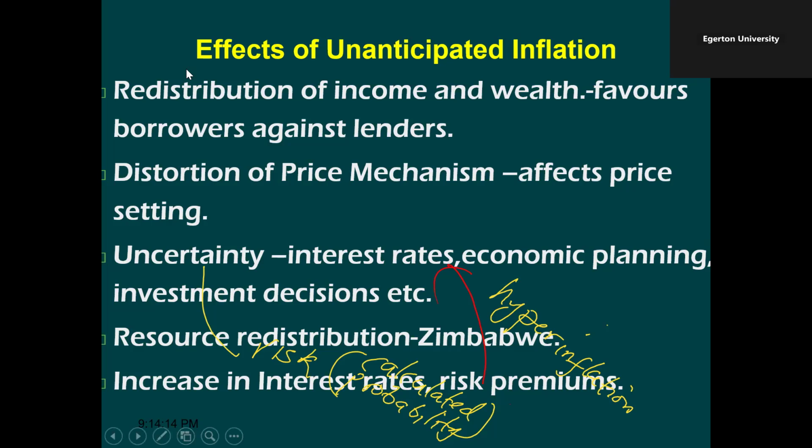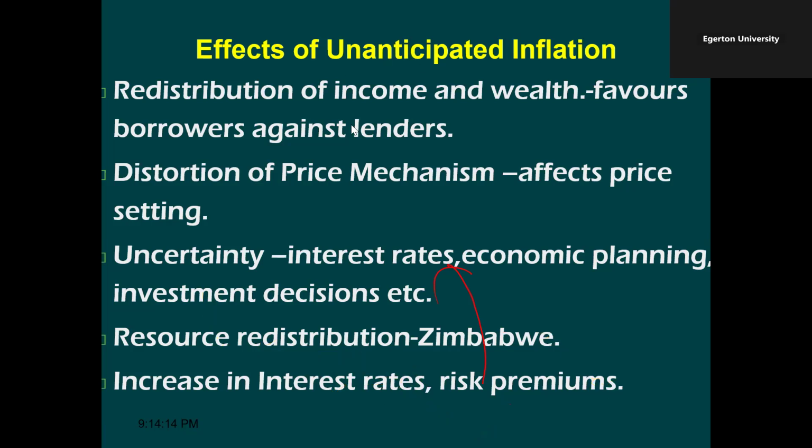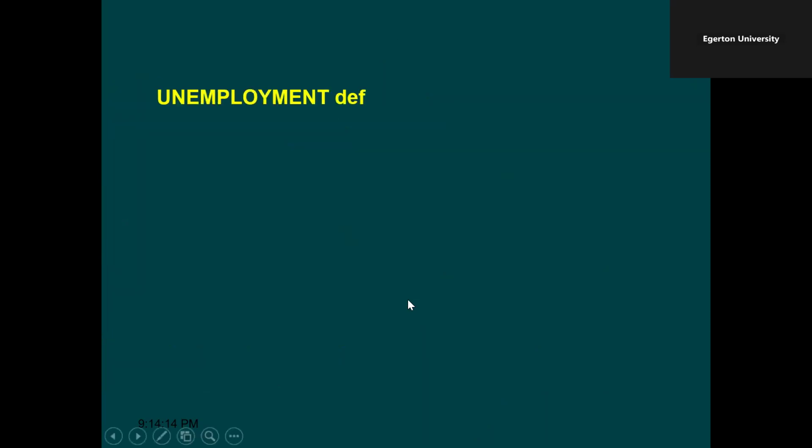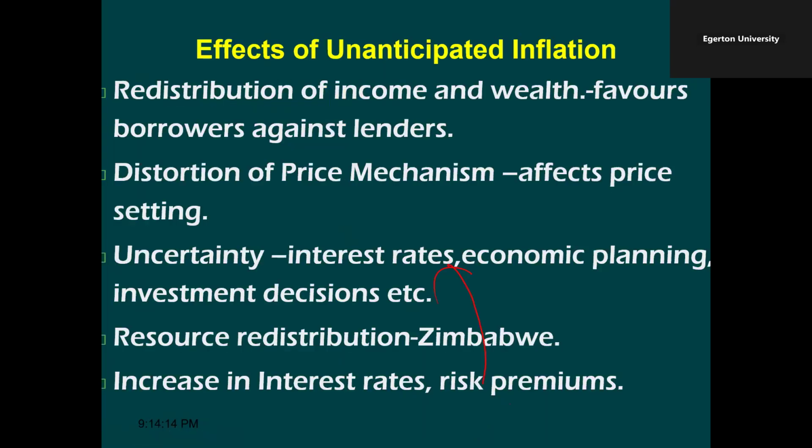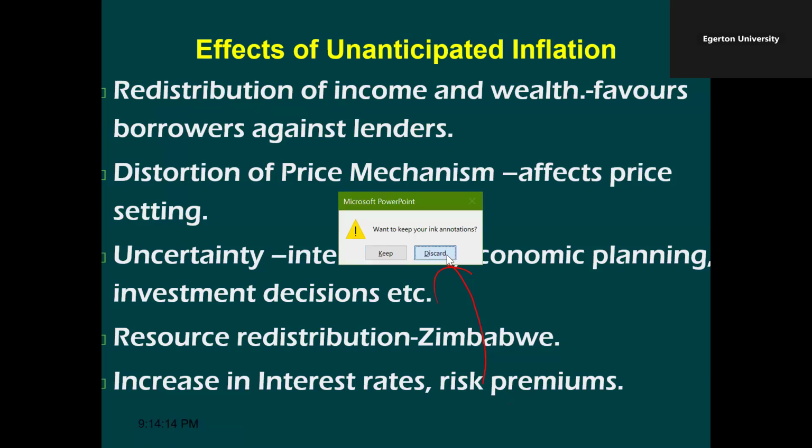So as I said, and I'll just want to insist, if it's anticipated, it is planned for, the effect is minimum to totally absent. But if it's not planned for, these actually are the inevitable consequences.